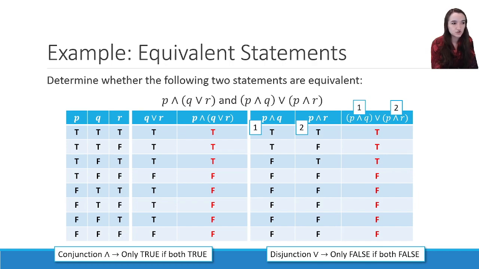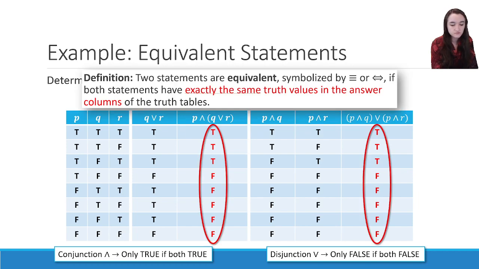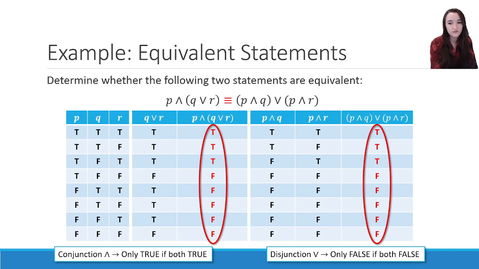Now we ask the question, are they equivalent? Here's the definition as a reminder. Two statements are equivalent if both statements have exactly the same truth values in the answer columns. And in fact, they do, right? 3 trues and 5 falses, 3 trues and 5 falses, they're exactly the same. So these statements are in fact equivalent. So we can write our symbol, the equivalence symbol, right between them.